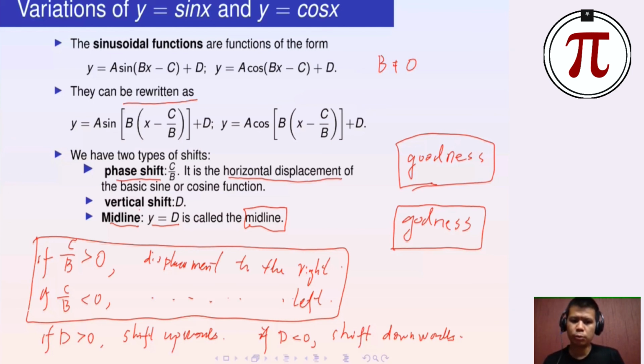Now, these are very important, so you got to make sure that you identify these coefficients A, B, C, and D correctly. Here, B will determine the period. A determines the amplitude. C over B is the phase shift. D is the vertical shift. So y equals D is the midline.